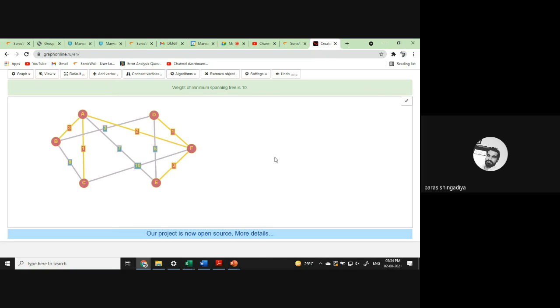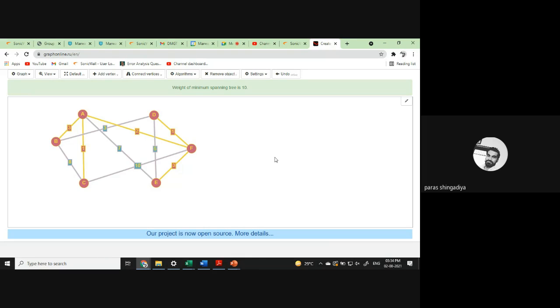Minimum spanning tree. This yellow shaded line is your answer. Just take it. You can also draw this graph separately here. That is 1, 2, 1, 3, and that is 3. You can also find the total here. Weight of the minimum spanning tree is 10.